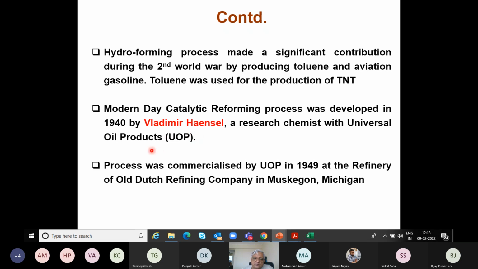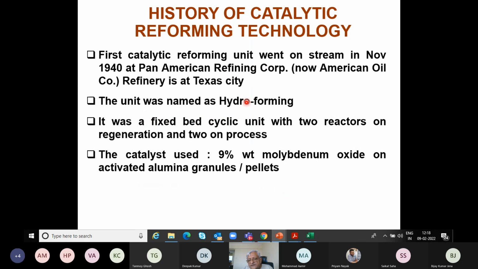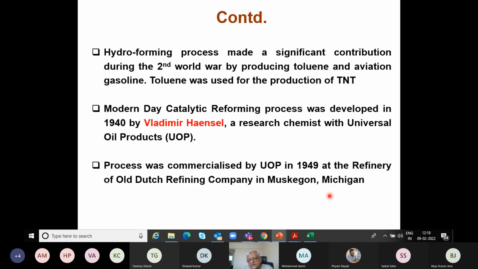And it took UOP almost 8 to 9 years to commercialize this technology. So in 1949, the first unit based on this technology was commercialized. And this is why it replaced hydroforming. If you remember, hydroforming was based on 9% molybdenum oxide.